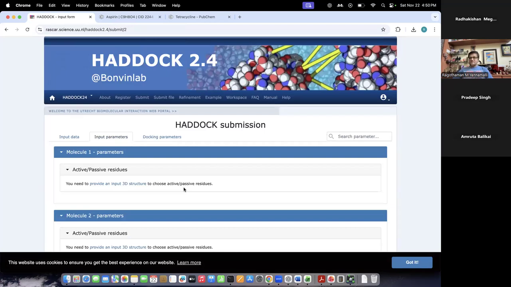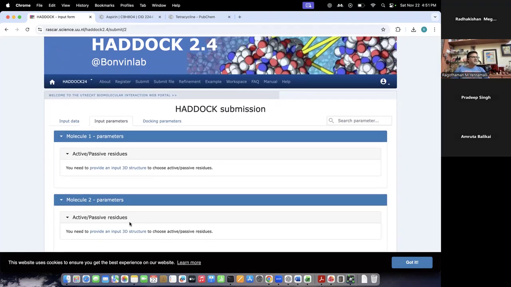So active and passive residues. What Haddock does is that your active residues, as the name suggests, are the residues where you would like the interaction to happen. Passive residues are the ones where you don't want the interaction to happen. This is akin to saying this is the active site and these are the other parts which are not required for binding. If you upload a proper file, you will see a sequence representation of the protein, and you can select the residues. You can select a stretch of residues also.